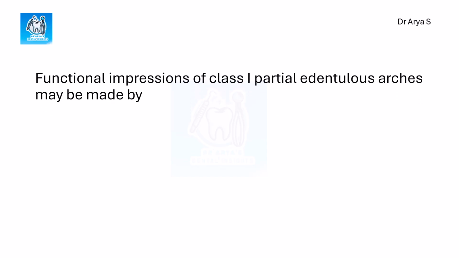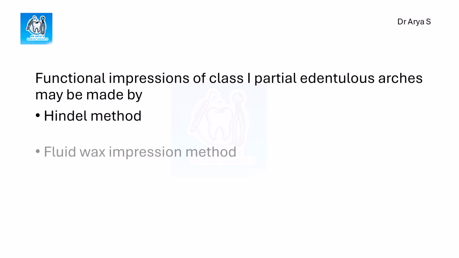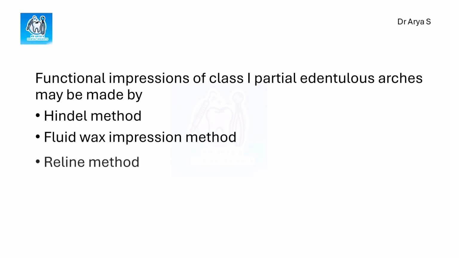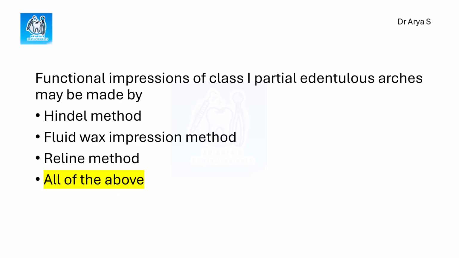Functional impressions of class 1 partial edentulous arches may be made by Hindle method, fluid wax impression method, reline method, or all of the above. Here, the functional impressions of class 1 partial edentulous arches may be made by all the methods, that is Hindle method, fluid wax impression method, and reline method. So all of the above is the answer.